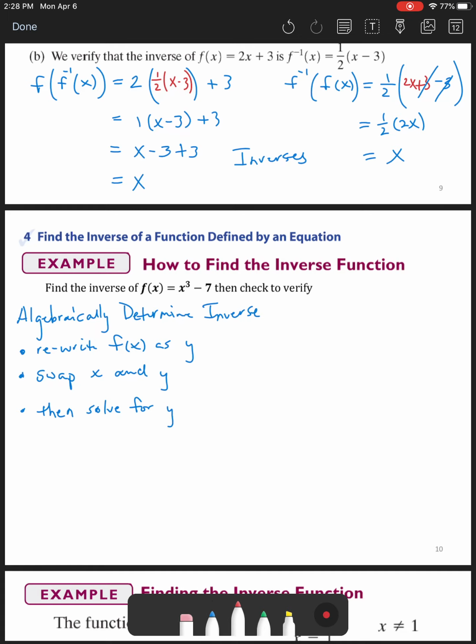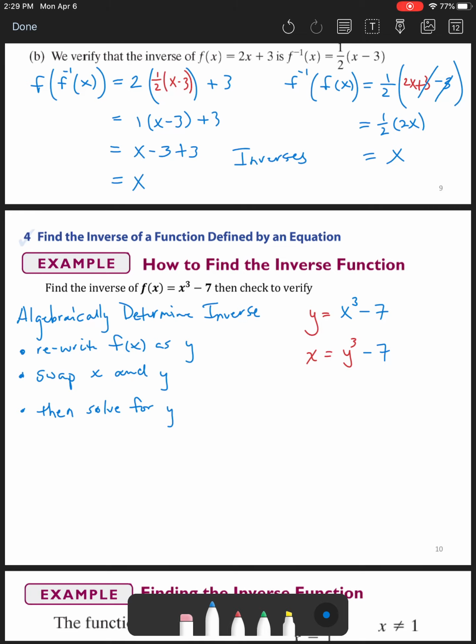All right, so first thing first, rewrite f of x as y. Y equals x cubed minus 7. So I rewrote it. Next thing I'm going to do is swap x and y. X equals y cubed minus 7. So I swapped x and y.